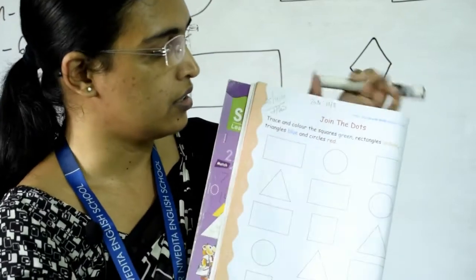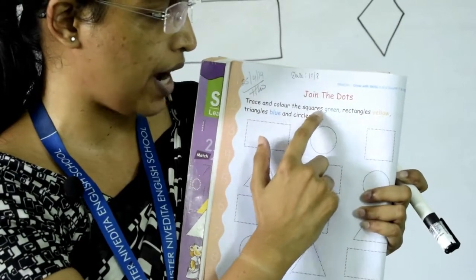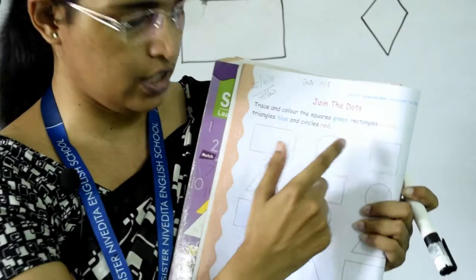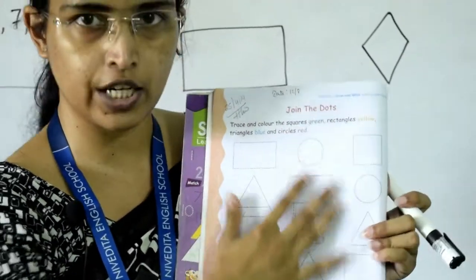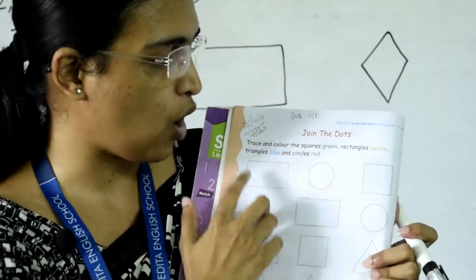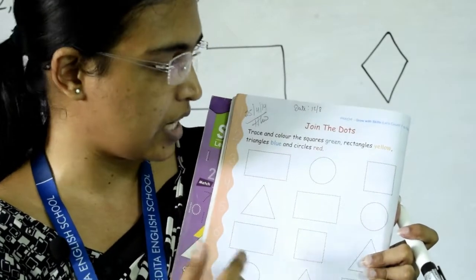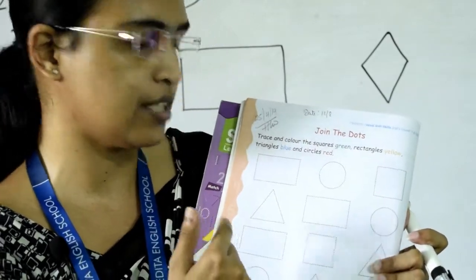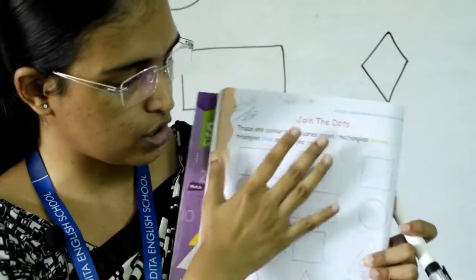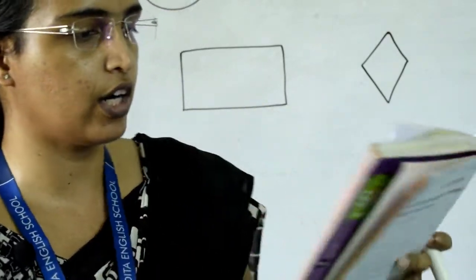Now here in this page what you have to do, you have to trace and color the squares green, rectangles yellow, triangles blue, and circles red. So here are some dotted shapes. You have to trace these shapes. Then you have to color all the squares in green, all the rectangles in yellow, all the triangles in blue, and all the circles in red. Okay, so this is also very easy. So this page is also your homework. Now come to the next page.